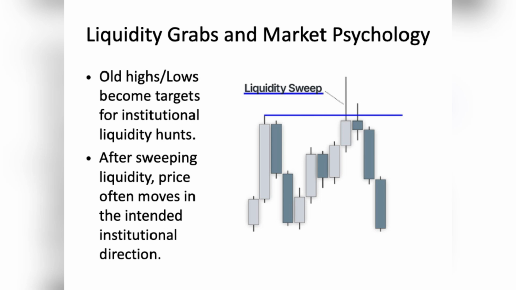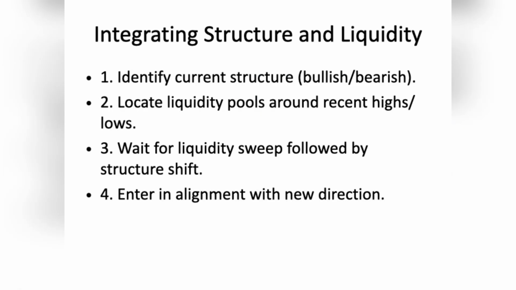So, how do we trade this? We combine the two concepts. This is the powerful part. First, identify the current market structure. Is it bullish or bearish? Second, locate the nearest significant liquidity pool. In an uptrend, that's often above a previous high.